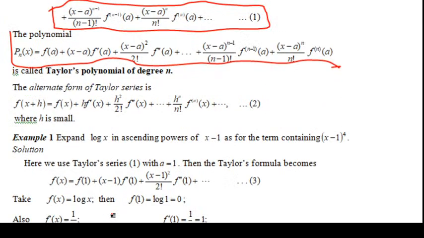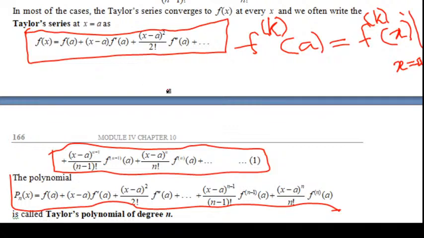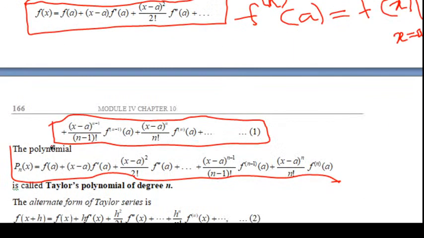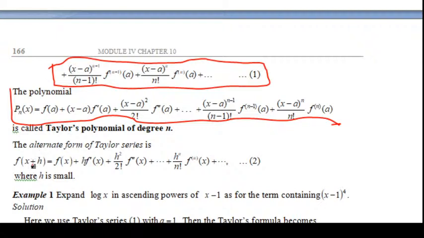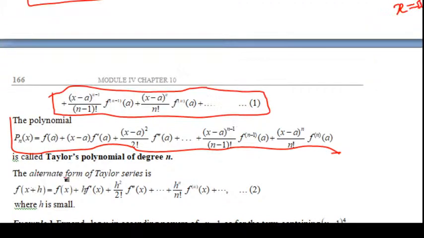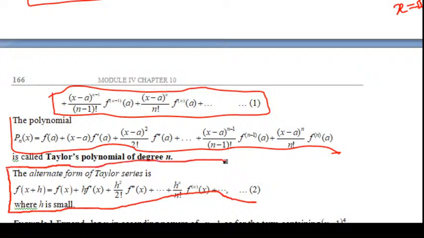In certain situations, instead of x, sometimes we prefer x plus h. That means x is replaced everywhere with x plus h. This is also a form of Taylor series. See how to get this one. Instead of x, we take x plus h. And what about a then? Instead of a, we get x.